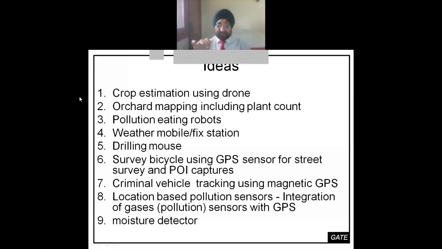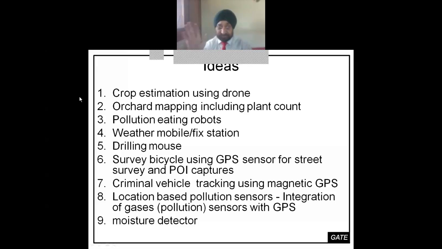The pollution eating robots. There are robots which use the carbon dioxide of the atmosphere, or nitrogen dioxide, or sulfuric acid of the atmosphere, and generate electricity for itself. So that means they are the robots which are called pollution eating robots. Pollution eating robot means there are robots which use the pollutants of the atmosphere and convert them into some other form, and hence reduce the pollutant. These are my ideas. I sell these ideas. You will not find these ideas anywhere.